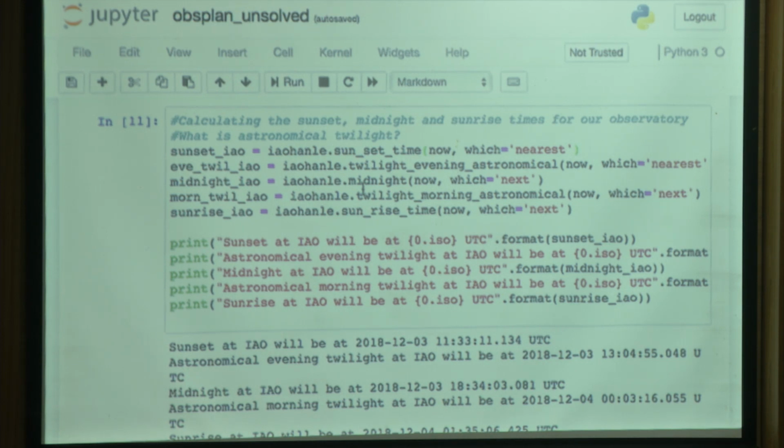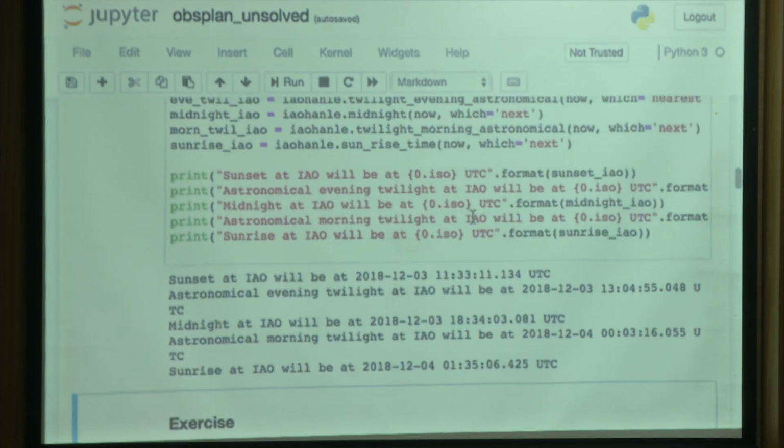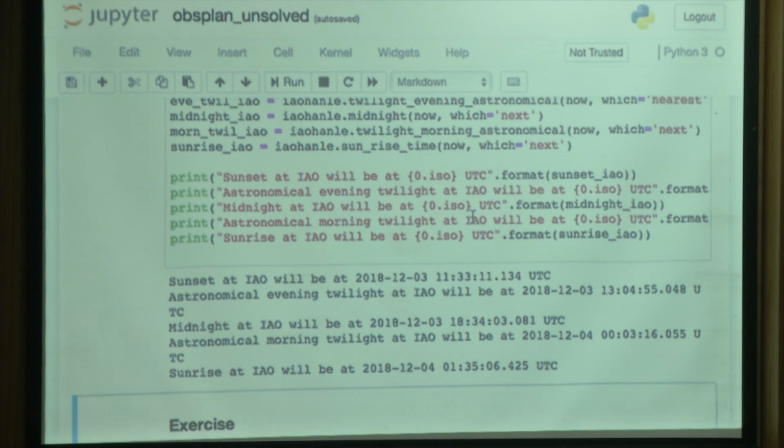The middle of the night, which Robert talked about, is IO Hanley dot midnight, which gives us that. So the midnight is around 1834 UTC, which is around 11 PM. Almost 12 PM, right? Around midnight.